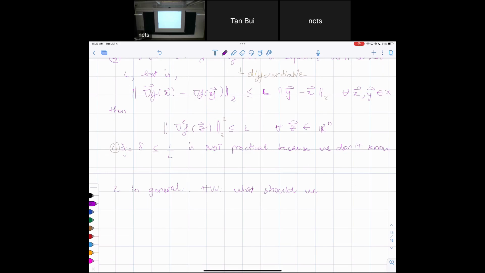Delta J in practice. I would like you to Google a little bit. It's not difficult, but I'm not going to tell you. I'm going to ask you to do it if you're interested. That's a little homework for you.